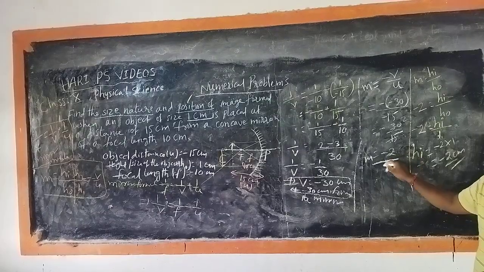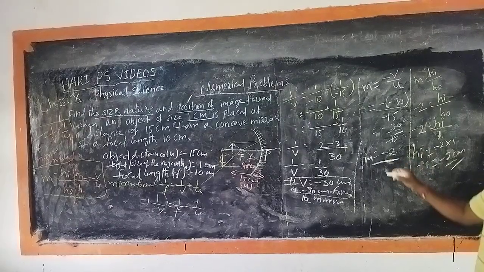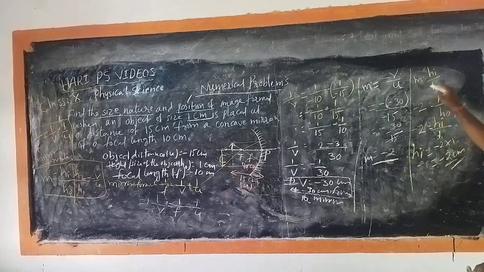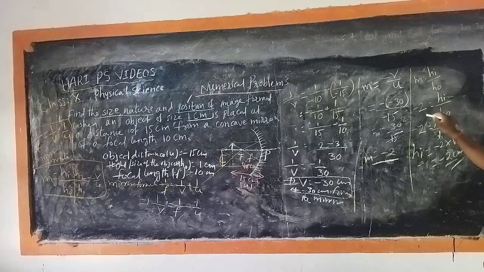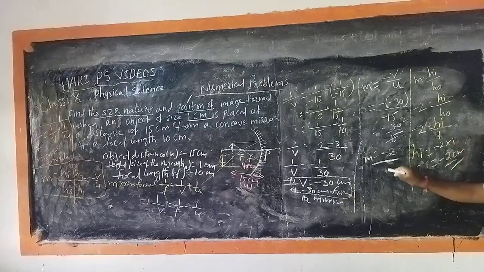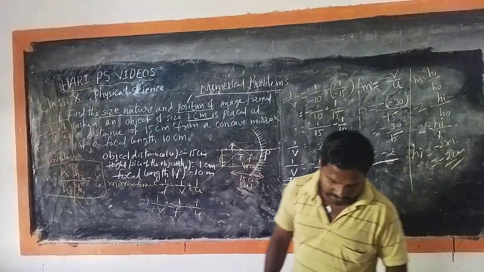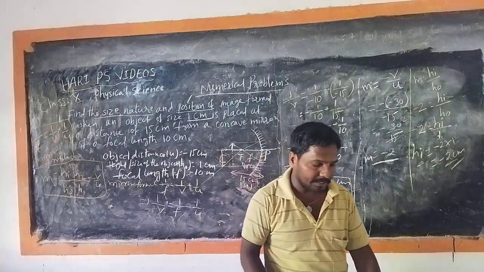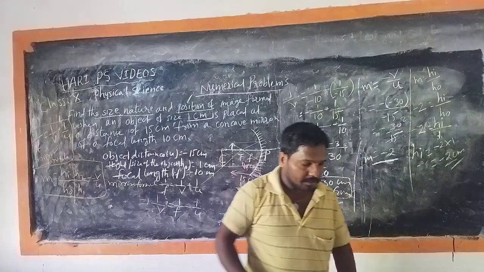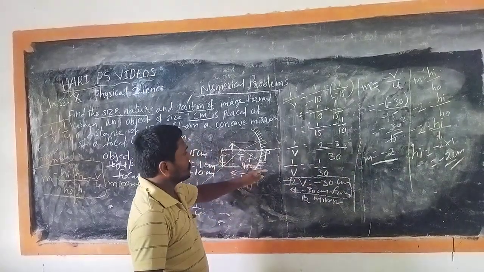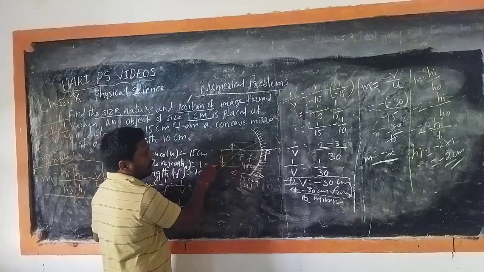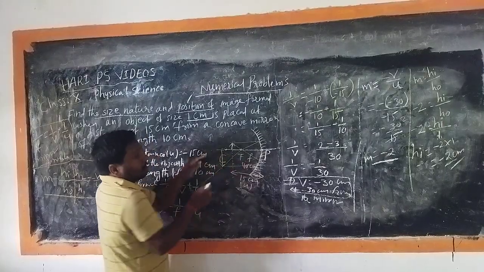But the question did not ask what the magnification is. It asks what the size of the image is. So the relation between the magnification and the height of the image by the height of the object: m equals hi by ho. Magnification we get is 2, with no units. By substituting we get minus 2 centimeters. So what about the size of the image? Minus 2 centimeters. So the size of the image is 2 centimeters long.